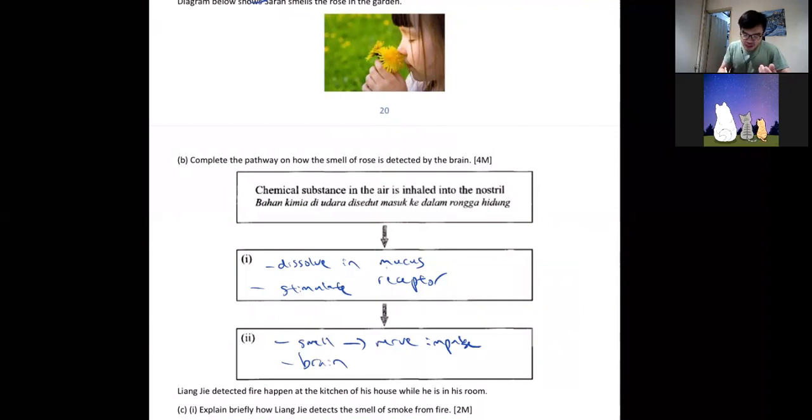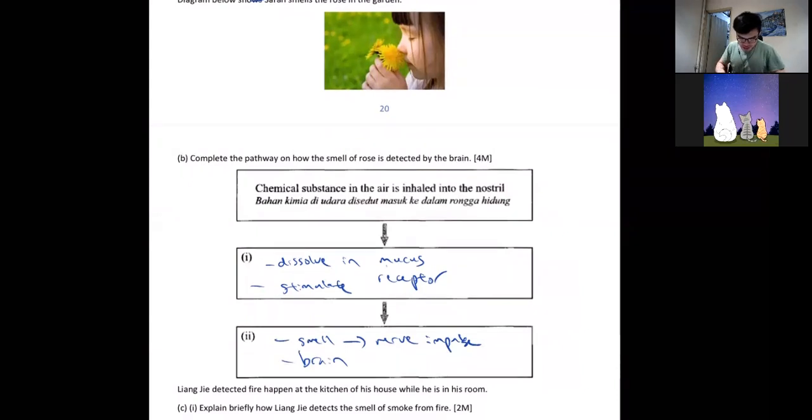Okay, they only give 3 boxes lah. I have to shove a lot of points in each of the box. No choice. Okay, sorry, I'm going a bit fast, because I'm trying to cover as much as I can.